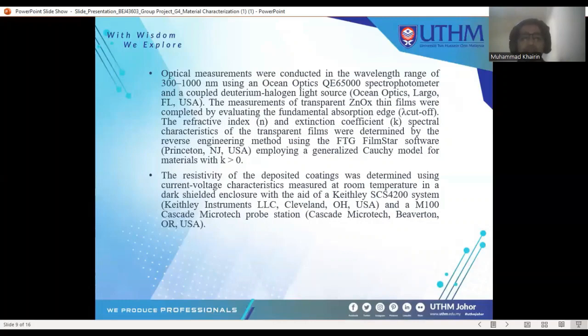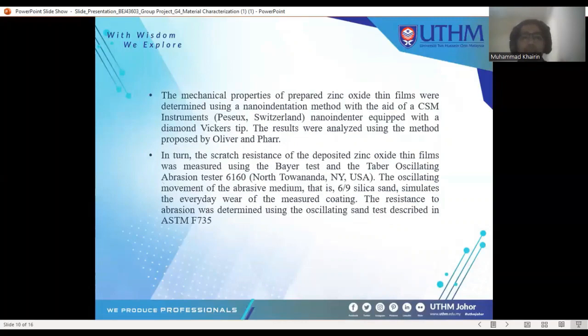The resistivity of the deposited coating was determined using current voltage characteristics measured at room temperature in a dark enclosure with the aid of a Keithley SCS4200 system and an M100 Cascade Microtech probe station. The mechanical properties of the prepared zinc oxide thin film were determined using the nanoindentation method with the aid of a CSM instrument.